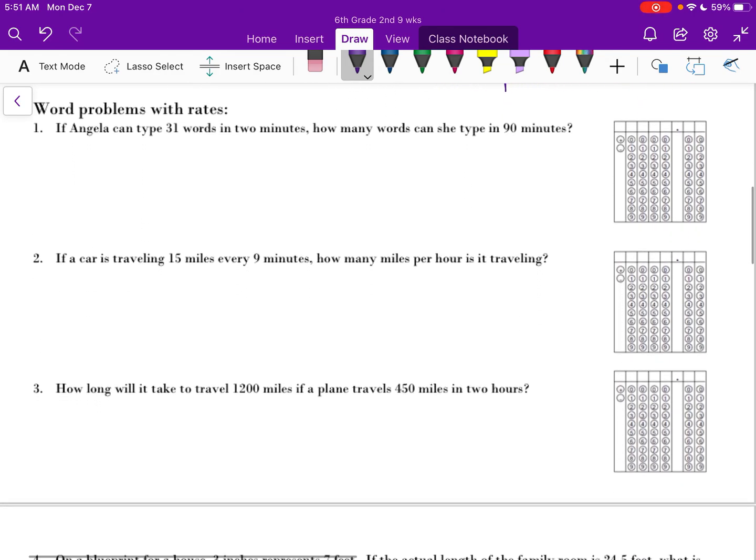All right, let's go ahead and look at what these rate problems look like in word problems. It says, if Angela can type 31 words in 2 minutes, how many words can she type in 90 minutes? Okay, so just like you were doing the other proportion problems, you would just look to see what we're comparing. Well, we're comparing words and minutes. So the proportion that we would set up would be words over minutes. So it would be 31 words over 2 minutes. And we want to know about 90 minutes.